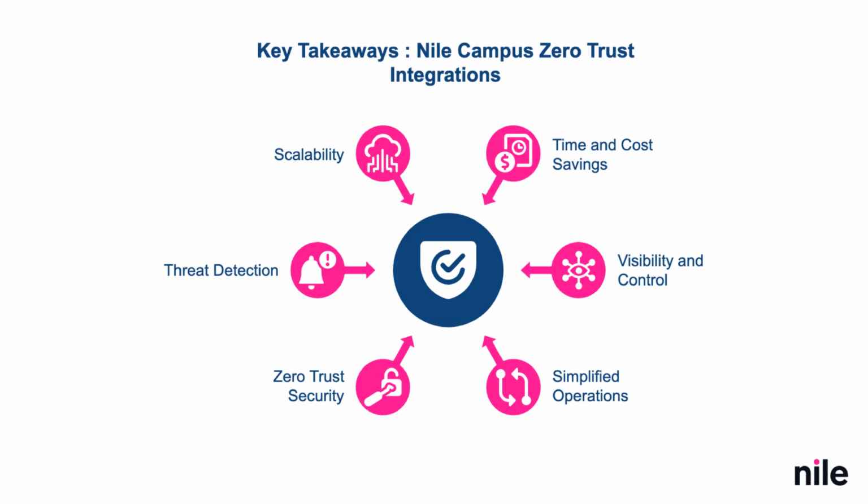So to wrap up, Nile is all about making your security smarter and simpler. It saves you time and money by automating complex tasks and cutting down manual work. You get clear, real-time visibility and control over your entire network, which means fewer surprises and faster decisions. With zero trust built in and instant threat detection, your security stays strong no matter what. Plus, Nile's cloud-native design means it's ready to grow and adapt as your needs change.